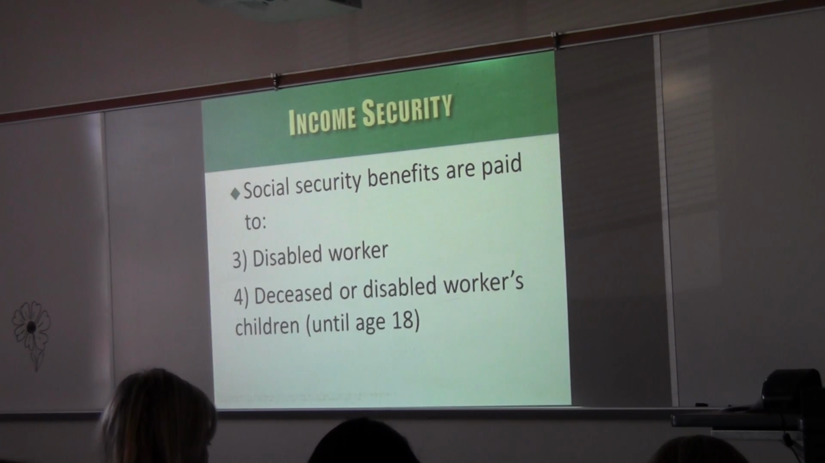Social Security benefits are also paid to disabled workers and to children of deceased or disabled workers until the age of 18.